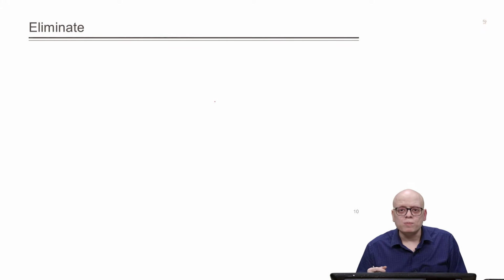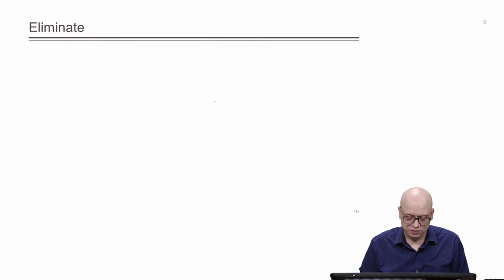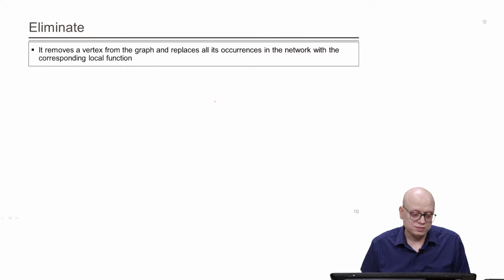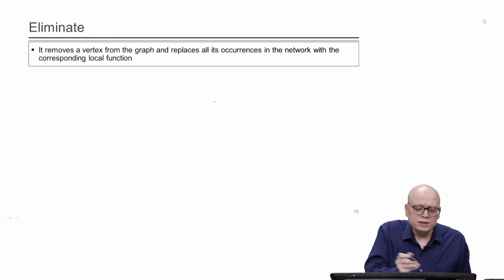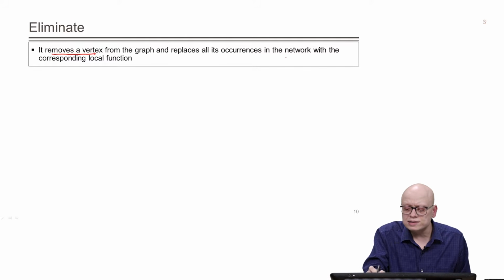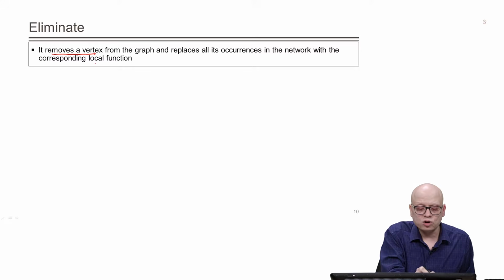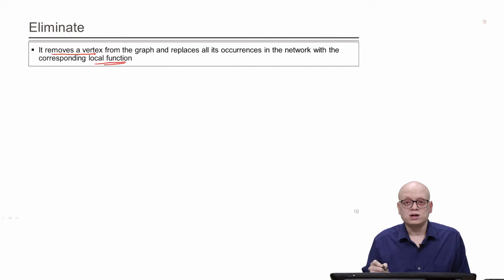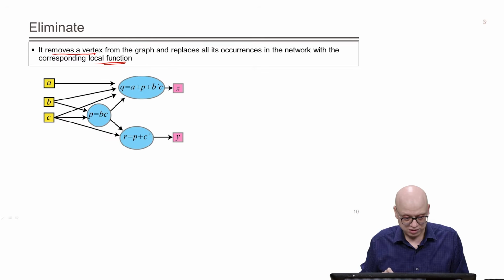Now, what are these operators on the Boolean logic network? The first one is eliminate. What eliminate does is it removes a vertex from a graph and replaces all its occurrences in the network with the corresponding local function. So let us take an example of this.